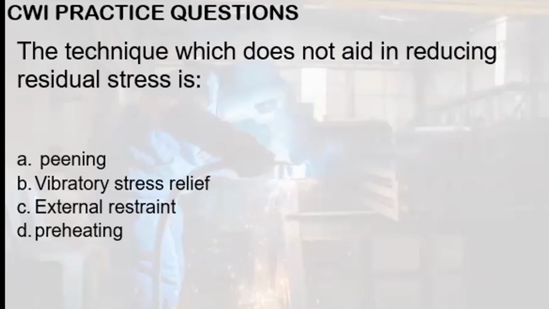Vibratory stress relief is also a kind of mechanical heat treatment that is used to reduce residual stresses. Preheating is a form of thermal heat treatment that enables the material to resist rapid cooling. Hence, it helps prevent distortion and helps in relieving residual stresses, which leaves us with the answer letter C, external restraint. External restraint does not have anything to do with reducing residual stresses and may help distort it because metals, when heated, tend to expand. Having external restraints will just add undue thermal stresses on the metal.